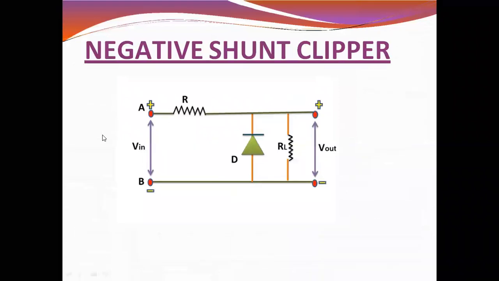Now coming to the next one, which is the negative shunt clipper. Till now we discussed series positive and then series negative. What I am going to discuss is the negative shunt clipper. What is meant by negative shunt clipper? In the name it is negative, that means the negative portion of the waveform I am not getting at the output. If in the name it is positive, the positive half I won't get in the output.